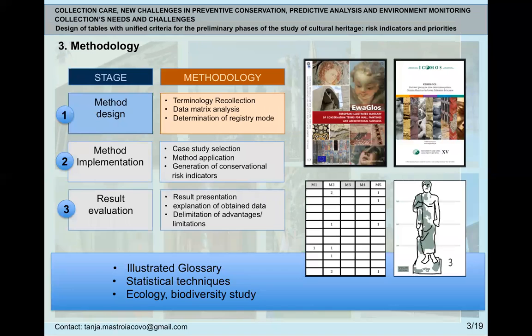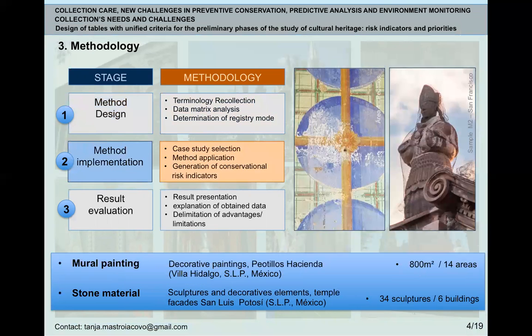In the first phase, dedicated to the design of the method, the specific terminology about alteration and deterioration of stone material and mural paintings was gathered, referencing the glossaries made by the EvaGloss and ICOMOS project. The registration structure and data analysis was inspired by the contribution of statistical science and specifically on the study of ecology. In the second phase, dedicated to the implementation of the method, study cases were selected in order to apply the designed method to real-life experiences, evaluating its scope.